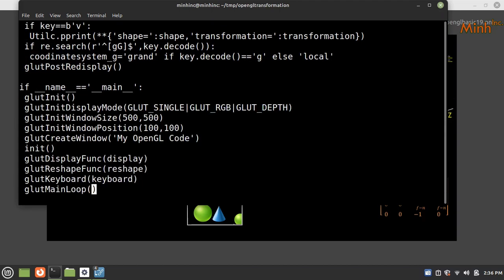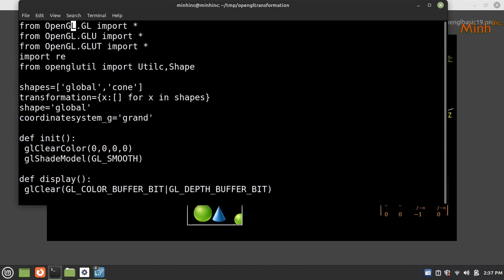Now we'll go to main, and here in the main, okay, it's a kind of main function, and glut init display mode. So glut single RGB and depth, glut init window size, glut init window position, glut create window, init, glut display func, glut reshape func, glut keyboard, and glut main loop. So our code is complete. I think we can try.